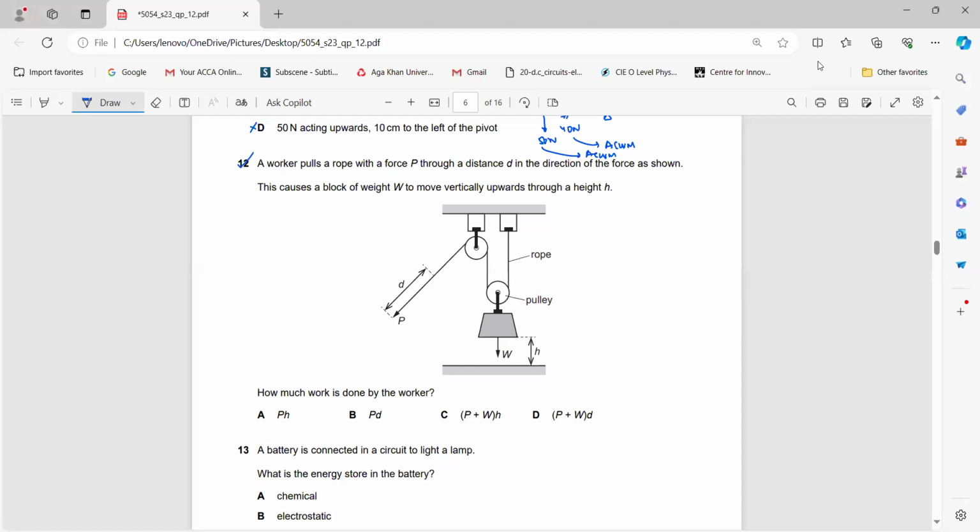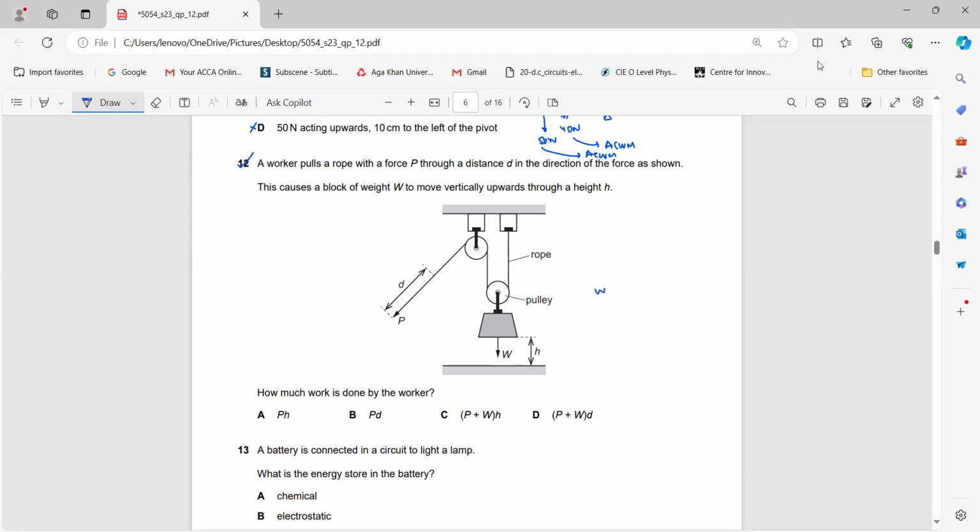Next is question number 12. A worker pulls a rope with a force P through a distance D in the direction of the force shown. This causes the block of weight W to move vertically upwards to height H. Okay. How much work is done by the worker?